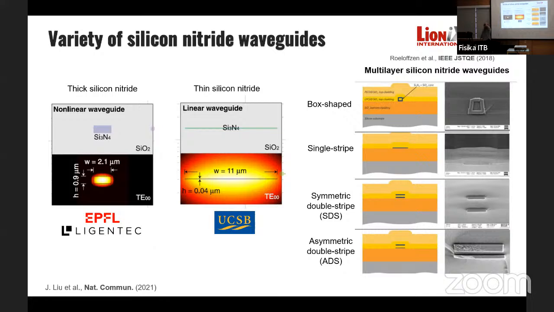Our partner Lionics makes a different kind of waveguide that is a bit wacky, let's say. They have the so-called box-shaped waveguide. They also have a single-stripe waveguide like the UCSB people. I have to mention that this is from the UCSB, University of California, Santa Barbara. And then a waveguide with two strips of cores embedded in silicon oxide, right?